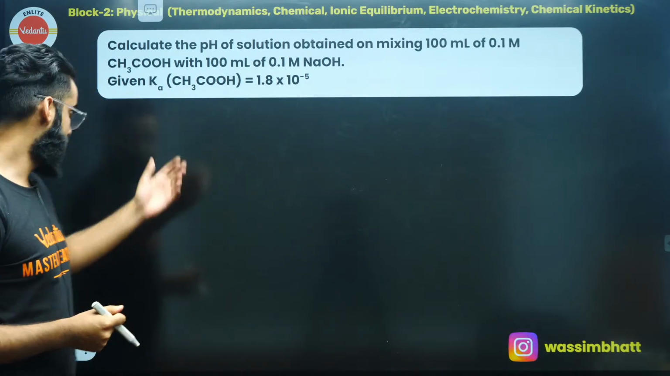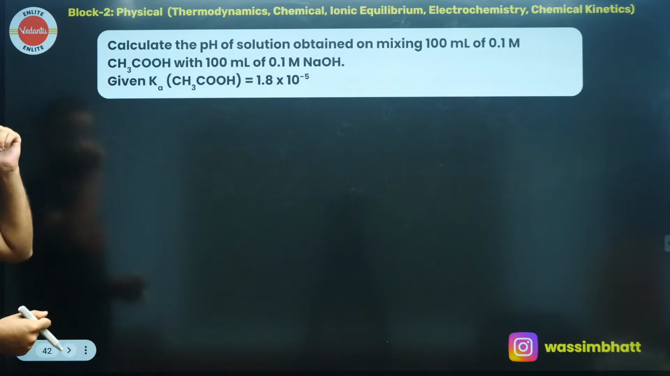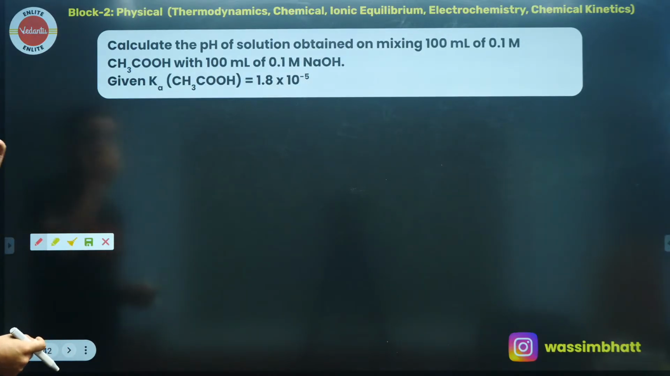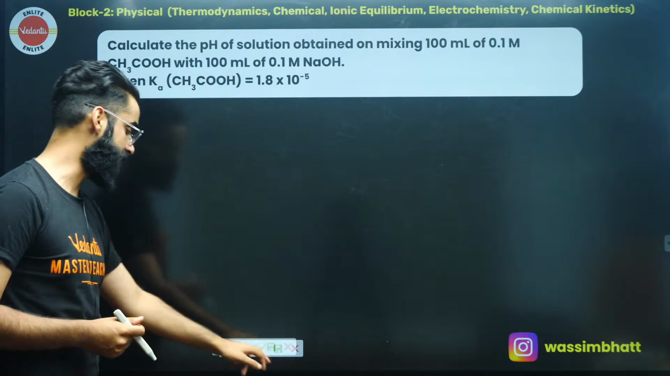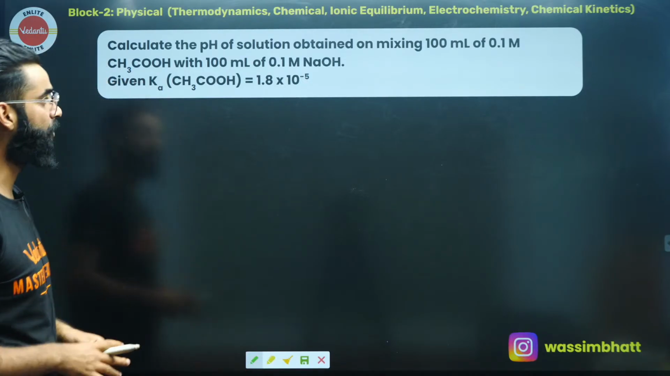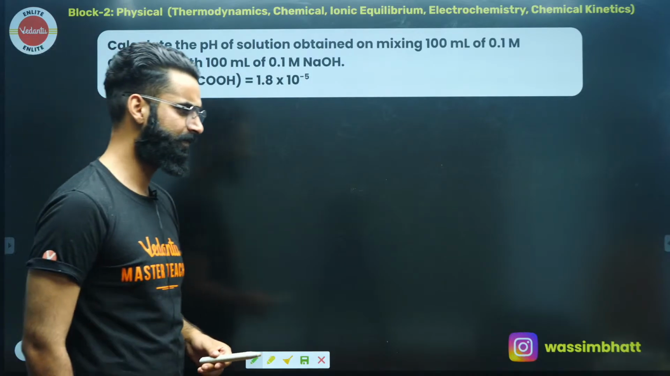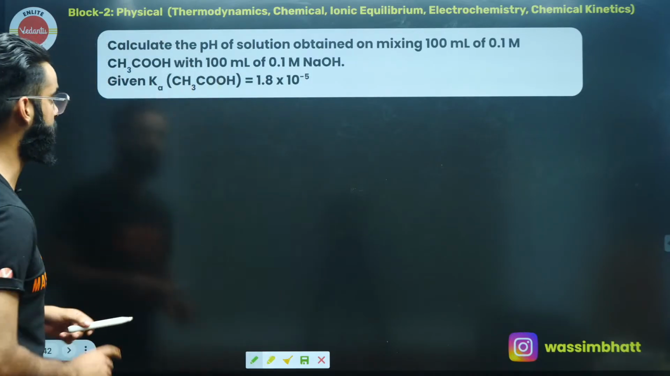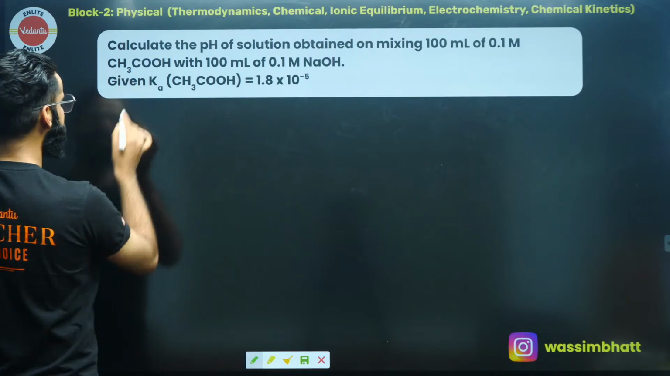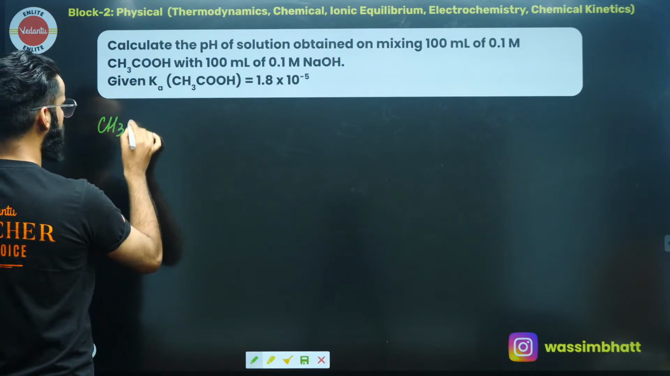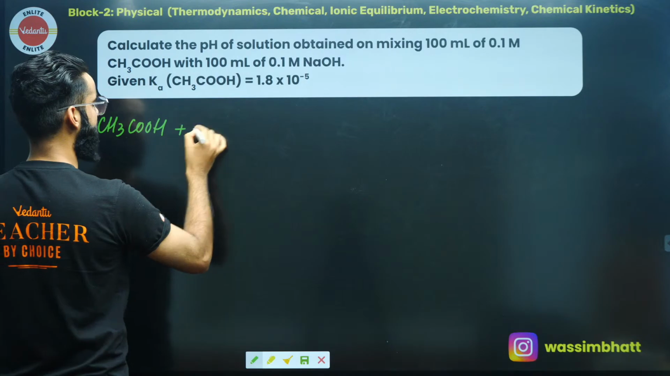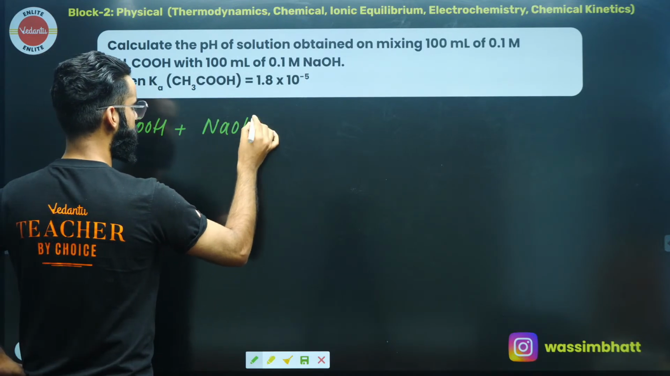All right, so let's give it a try and see how this sort of question is to be solved. The question says: calculate the pH of the solution obtained on mixing 100 ml of 0.1 molar CH3COOH with 100 ml of 0.1 molar NaOH. Let's see exactly how to tackle this question. So basically, you're mixing CH3COOH with NaOH, right? These are the two things which you're mixing.